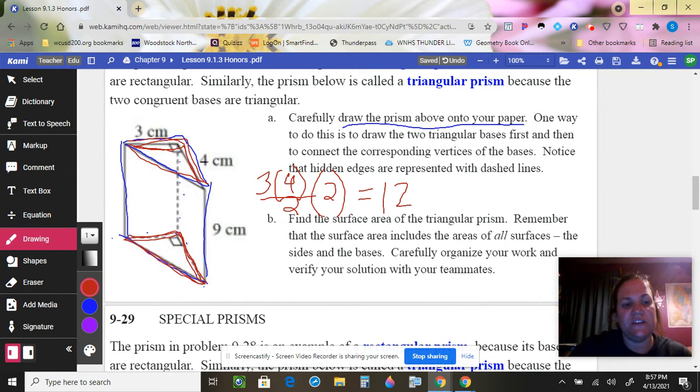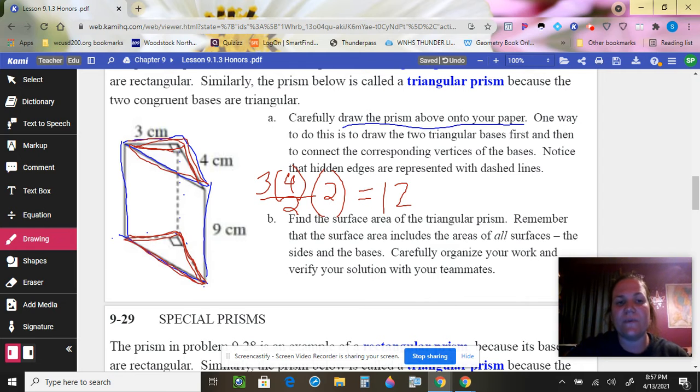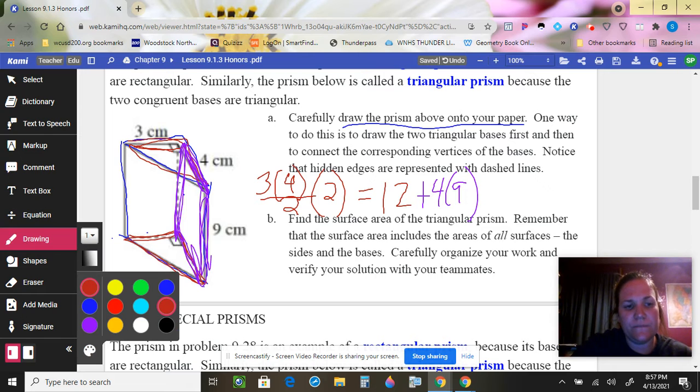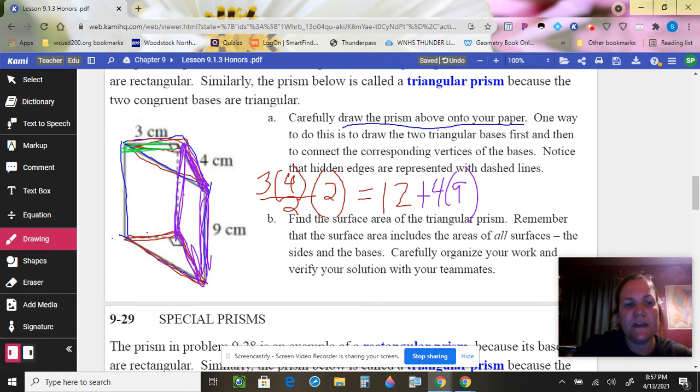So now what I need to do is find the area of the rectangles. If you could imagine this back rectangle over here, that area is 4 times 9. So I'm going to add 4 times 9. I don't think that's too bad. Let me get a new color here. Let's do bright green. This is 3. And again, this is still 9, right? So I'm going to have 3 times 9, adding on to there.